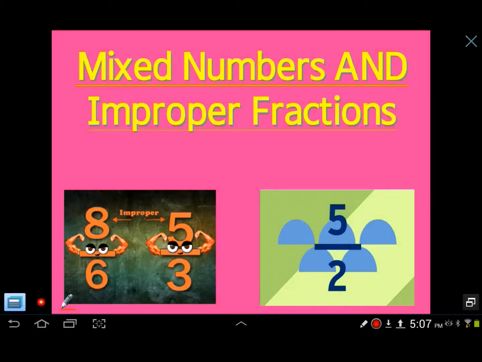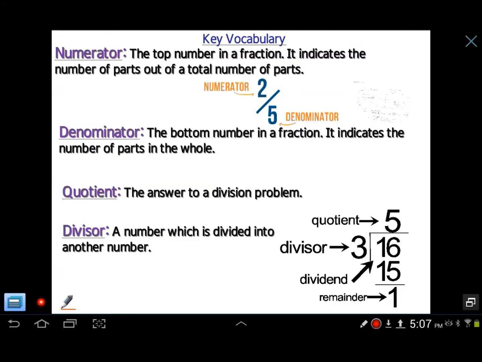For mixed numbers and improper fractions. We're going to learn how to convert between a mixed number and an improper fraction, and we're going to talk a little bit about what an improper fraction is all about. Here are some of the key terms that you need to know. Pause the video, write down the term, the definition, and any notations that go along with it.